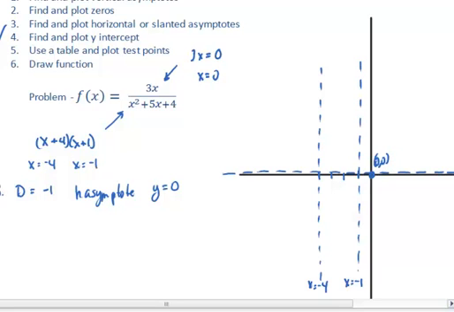And now what we want to do is plot our Y intercept. Our Y intercept is found by just figuring out what f of 0 is. So when we plug in 0 into this function, that again is going to be 0 over 4, and that will be that same point that we have plotted.